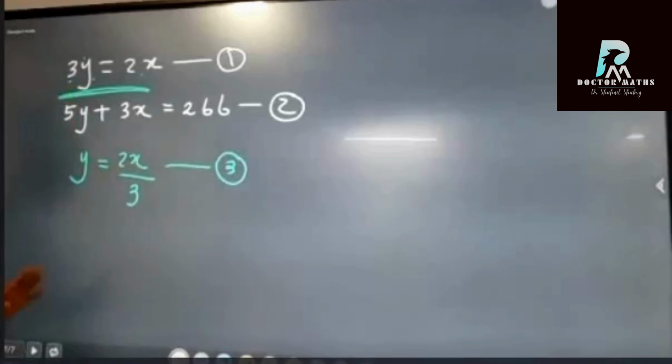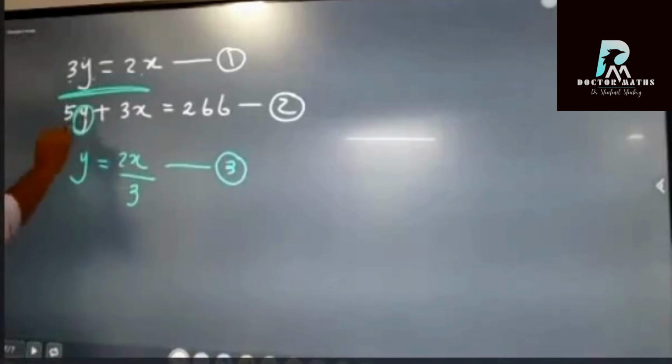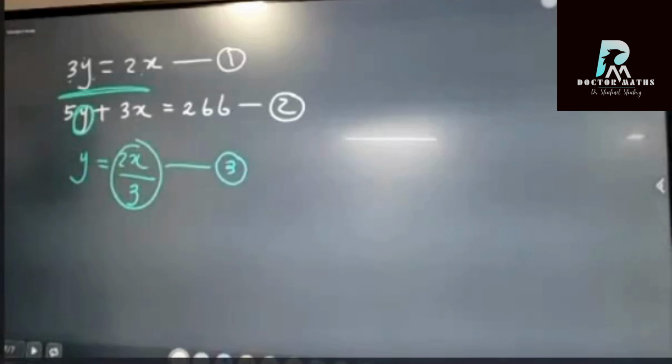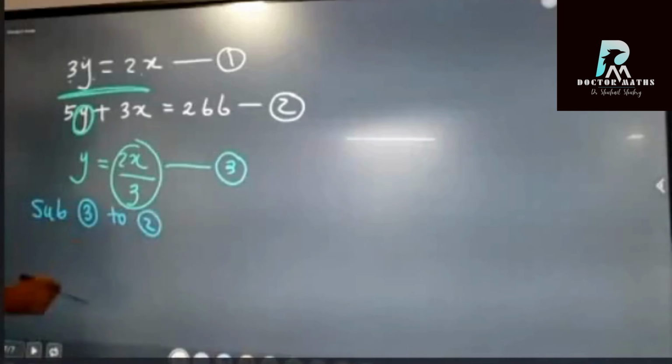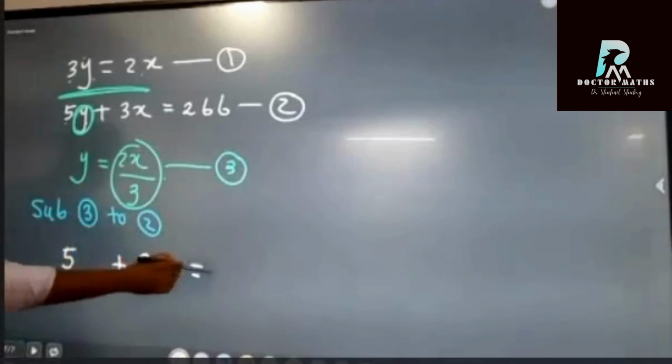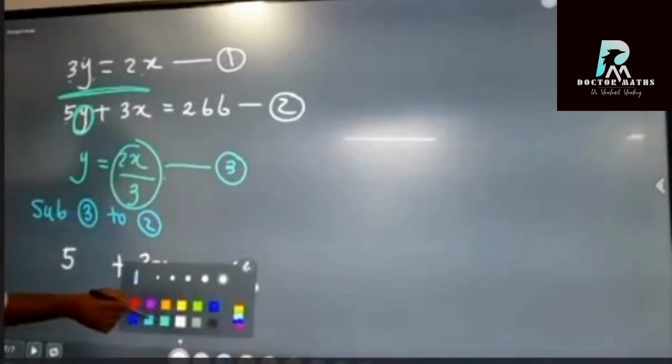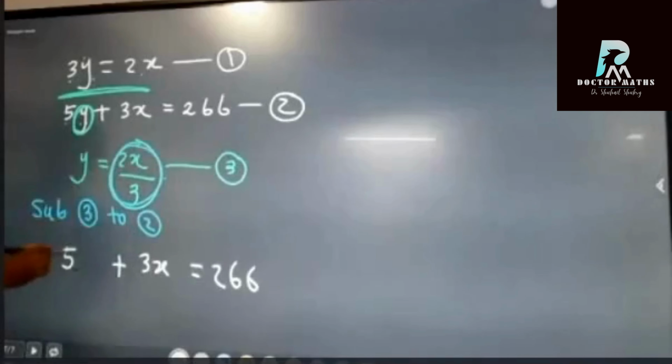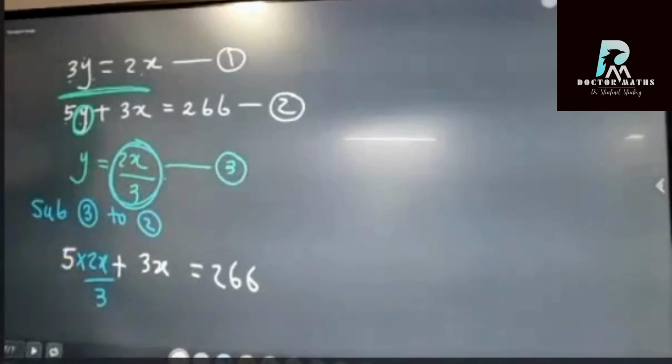Okay. Then after that, instead of this y, you are going to put this. Okay. You are going to substitute. So I am going to write like this: sub 3 to 2. Okay, you are going to substitute third one to second one. It means this one you are going to put for this. So what is here? Whatever in this formula, I'll write like this: 5y plus 3x is equal to 266. So I'm going to insert, instead of this y, I'm going to insert this part. So what is that? Into 2x over 3. Okay, because y is equal to 2x over 3, no? So I'm going to insert this 2x over 3 here directly.